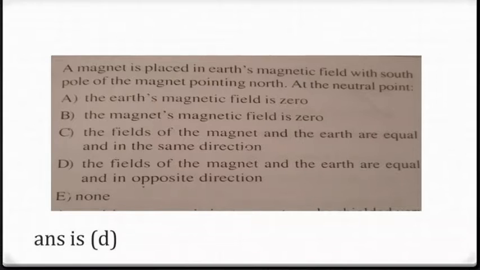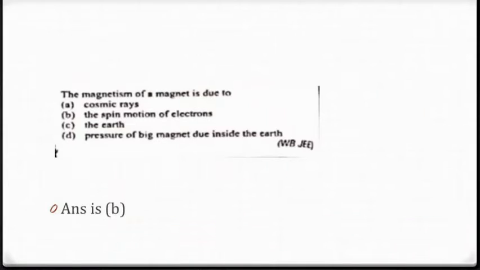So here the question is asking about a magnet which is placed in the Earth's magnetic field with south pole of the magnet pointing north. That means the opposite direction. So at the neutral point, the answer will be option D. That means the fields of the magnet and the Earth are equal and in opposite direction. The fields are equal but direction will be opposite. Moving to the next question.